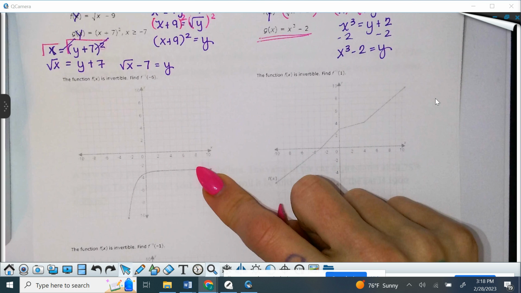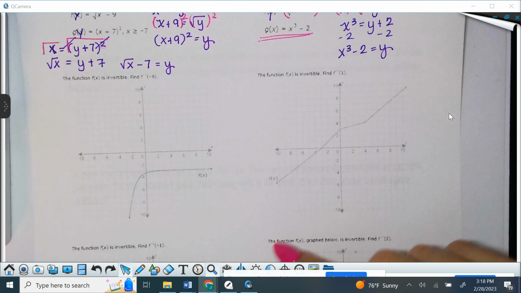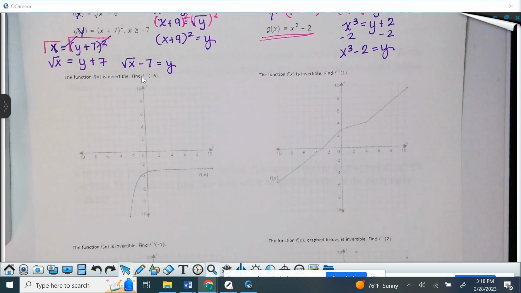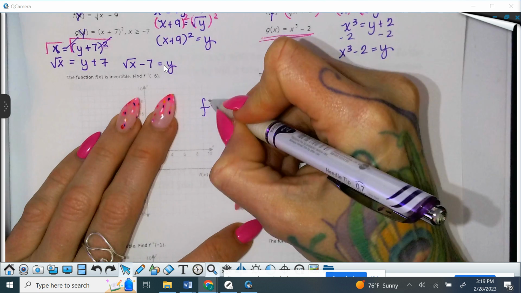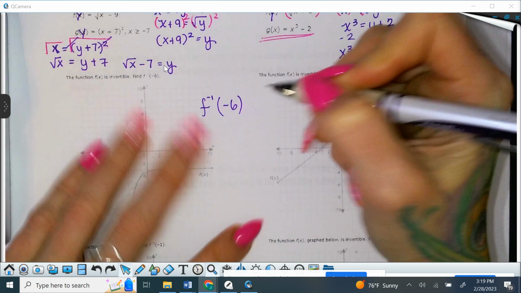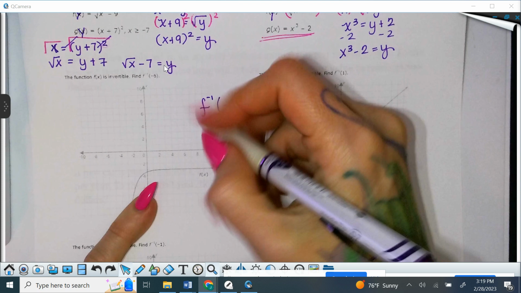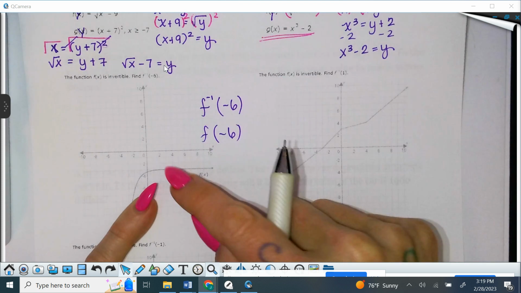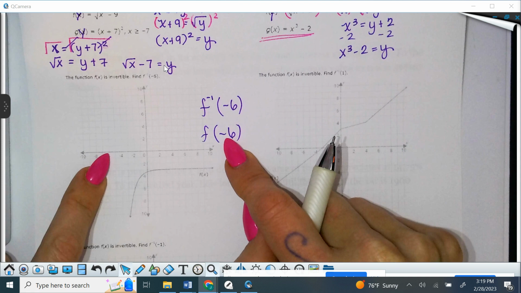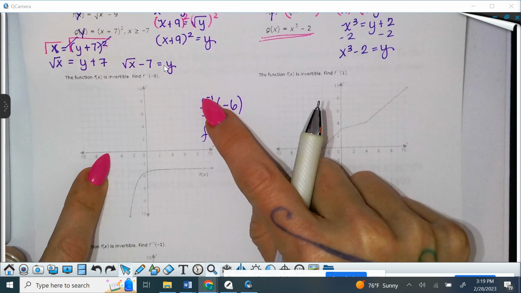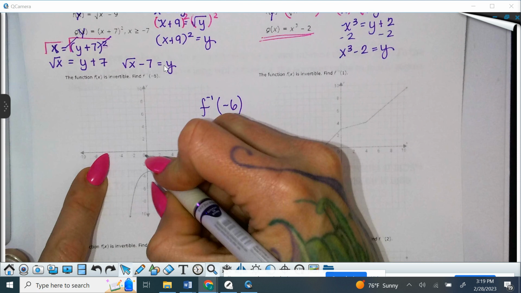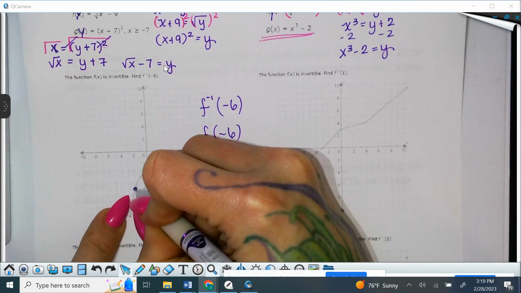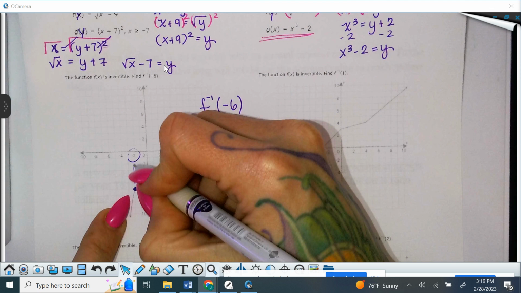This IXL, and this picture is not great, so I apologize. I thought it would print a little bit better. Find f inverse of -6. So it says f of -1 with a -6. Normally, if this was just f of -6, we would go to where x is -6 and see what the output is. Because this is -1, that is basically saying this is y. So we're going to go to where y is -6, and then we're going to come over and pull our x value, which is going to be -2.